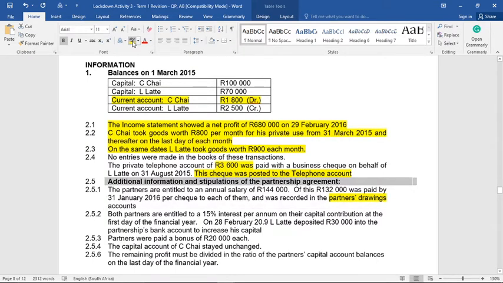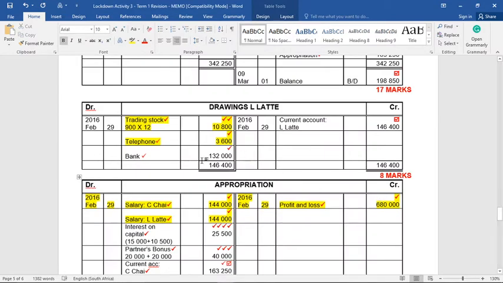The adjustment continues to say, though, that of this, 132,000 was paid by the 31 January 2016 per check to each of them and was recorded in the partners' drawings accounts. Remember that although they've each been allocated a 144,000 salary allowance, they take it out in the form of drawings. So they've each taken out drawings of 132,000 in the form of their salary. So as part of the drawings figure for Latte, which we are required to do, there is 132,000.